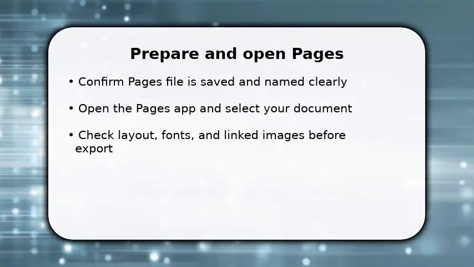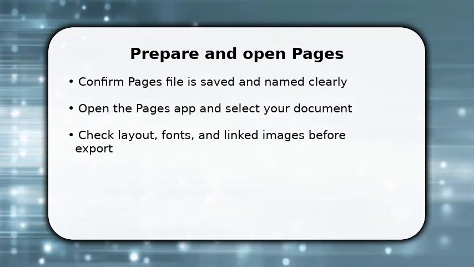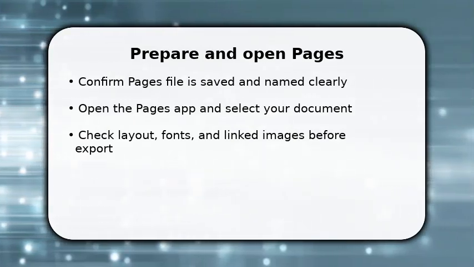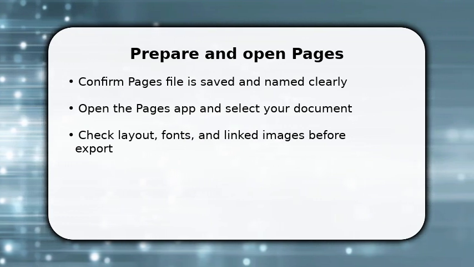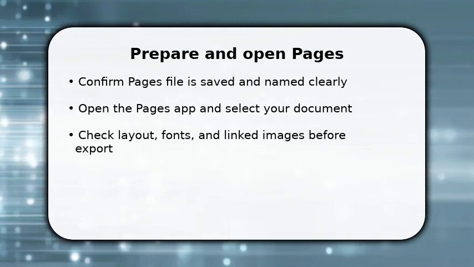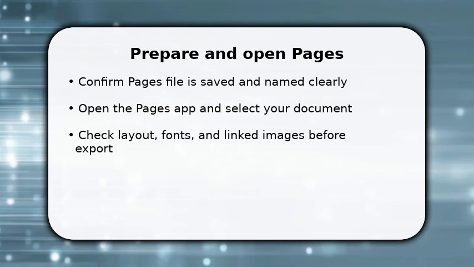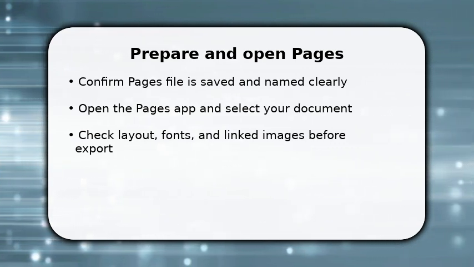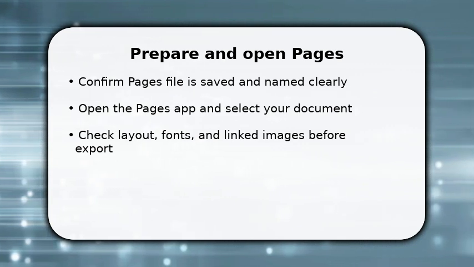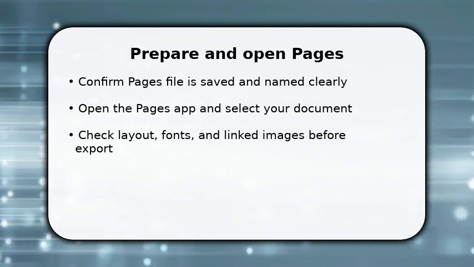You start by confirming the Pages document is saved in the location you expect. This prevents accidental exports of outdated drafts. Once done, open Pages and load the file you want to convert. Make sure images are embedded rather than linked, and check fonts and page size so the PDF preserves layout.